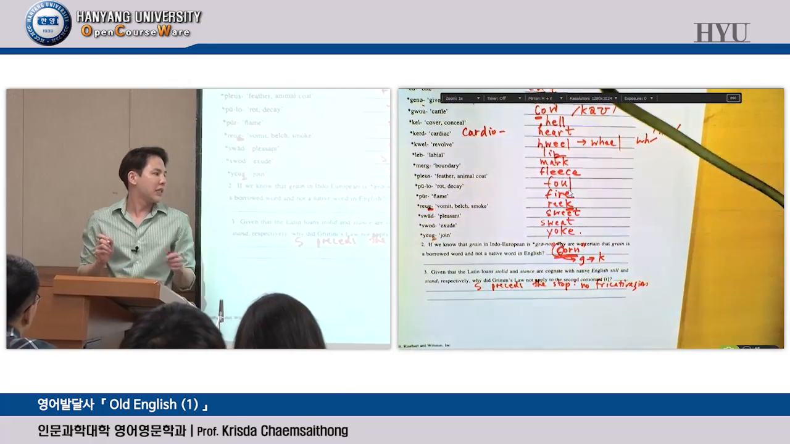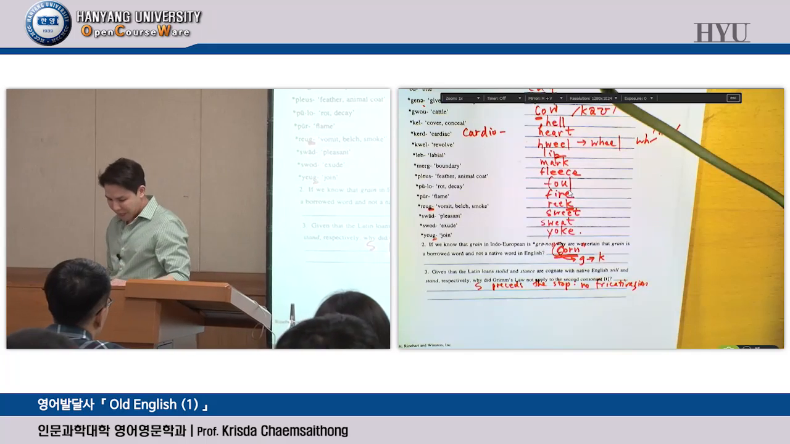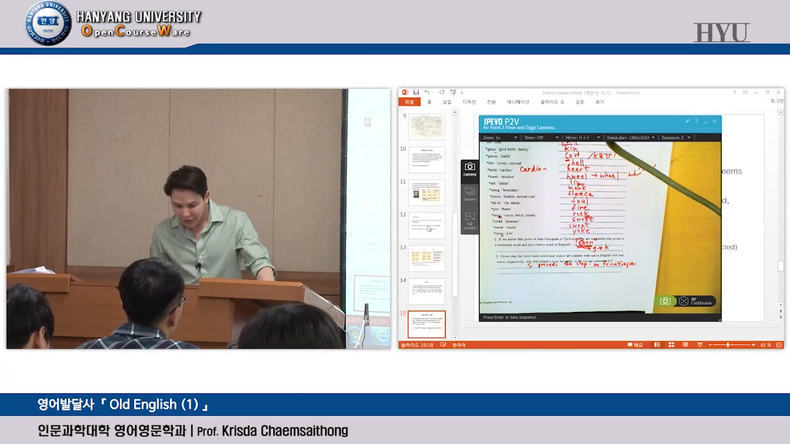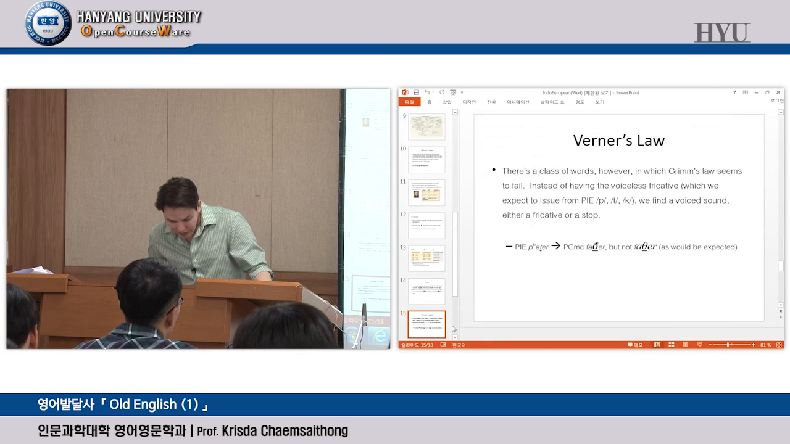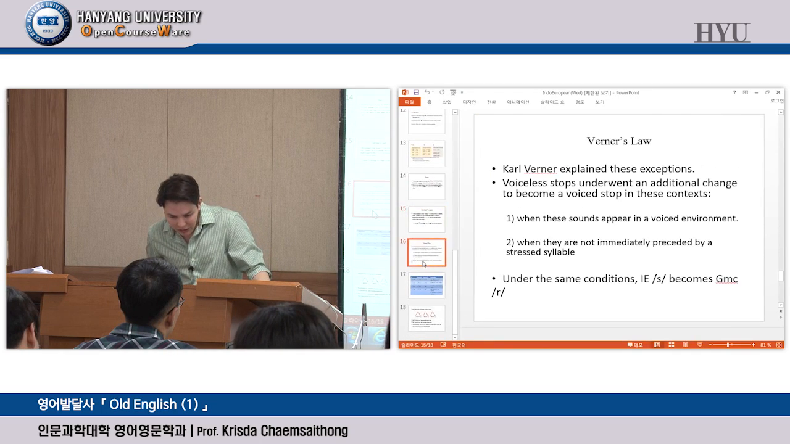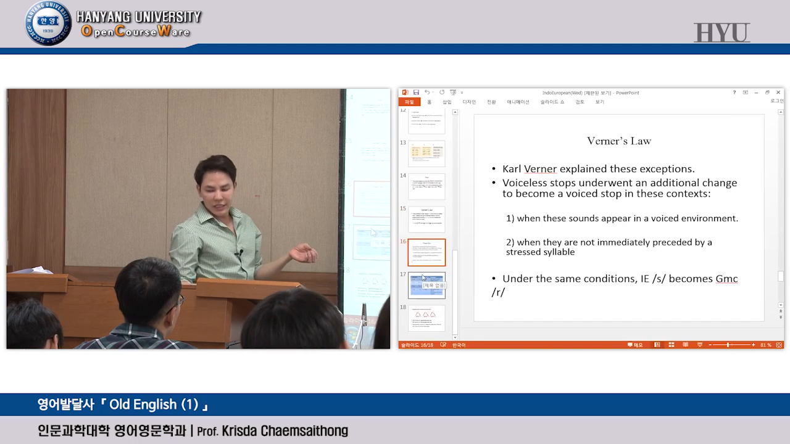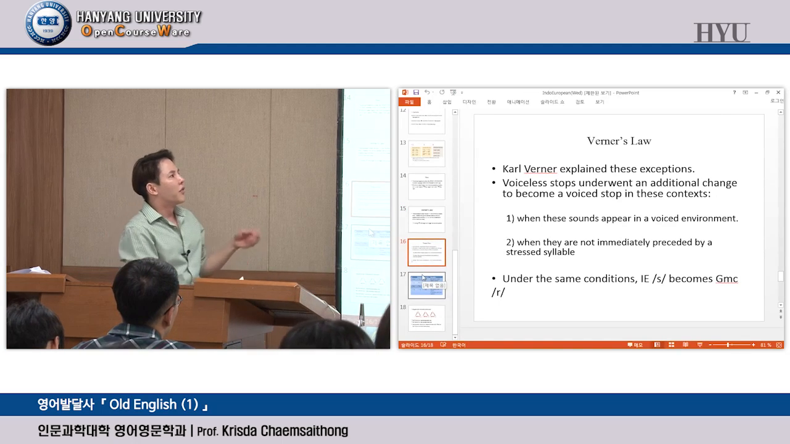So no fricativization occurs. Okay, so far so good for those of you who were not here last time. So that's what we did last time. And one thing that we'll talk about before we move on to Old English today, from last time also, is Werner's law.